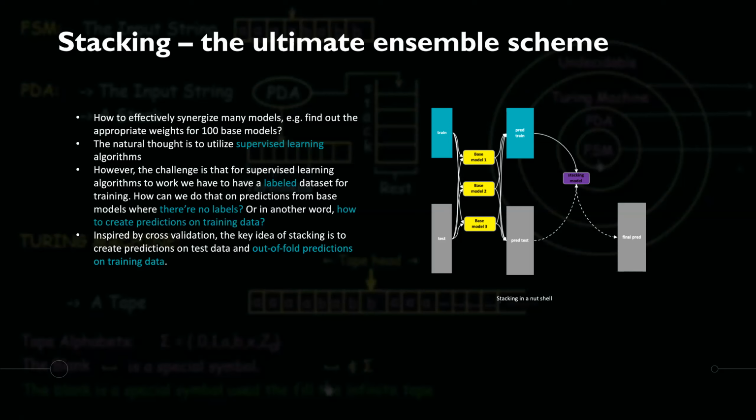This is exactly what we're trying to do. Instead of manually coming up with meaningful weights for each individual model, why can't we just train a supervised learning model and let it automatically learn the best weights for every single base model? This is another advanced technique for model ensemble, which is called stacking.